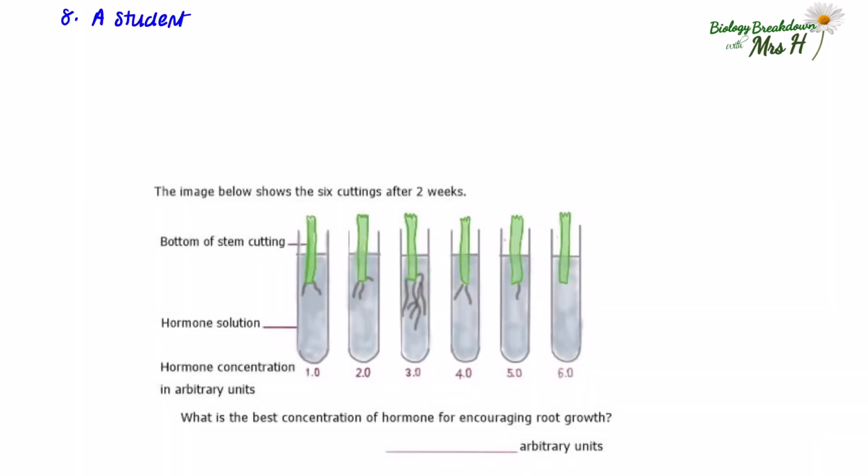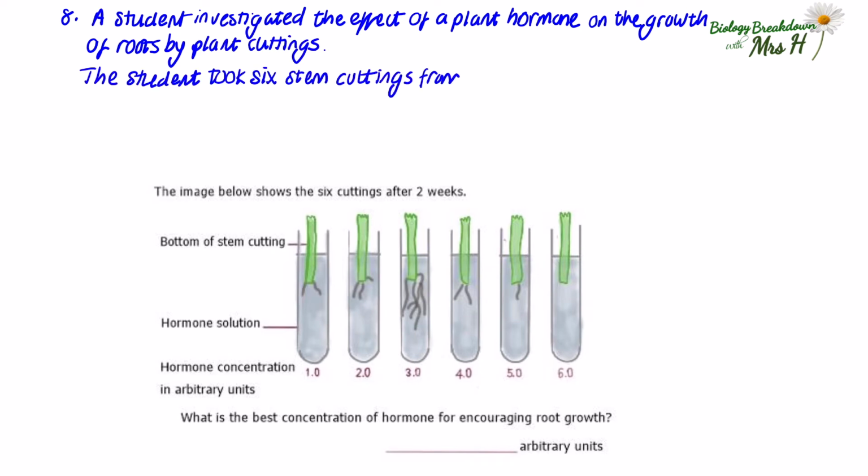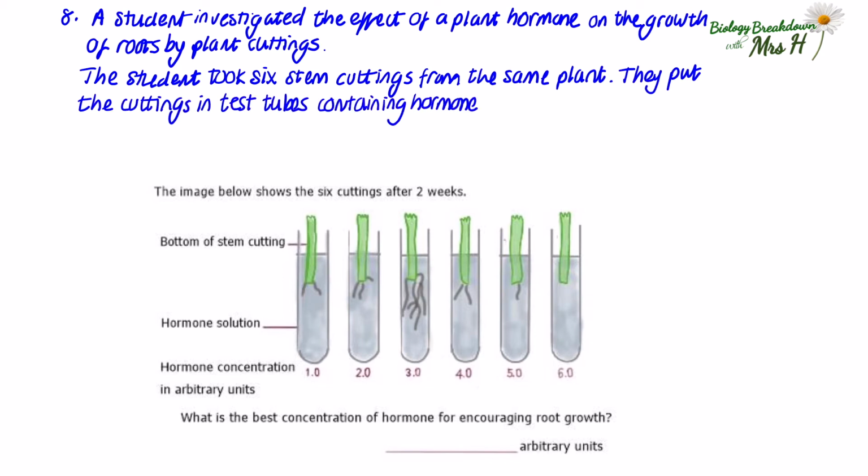A student investigated the effect of a plant hormone on the growth of roots by plant cuttings. The student took 6 stem cuttings from the same plant. He put the cuttings in test tubes containing hormone solutions of different concentrations. The image shows 6 cuttings after 2 weeks. Okay, what is the best concentration of hormone for encouraging root growth?